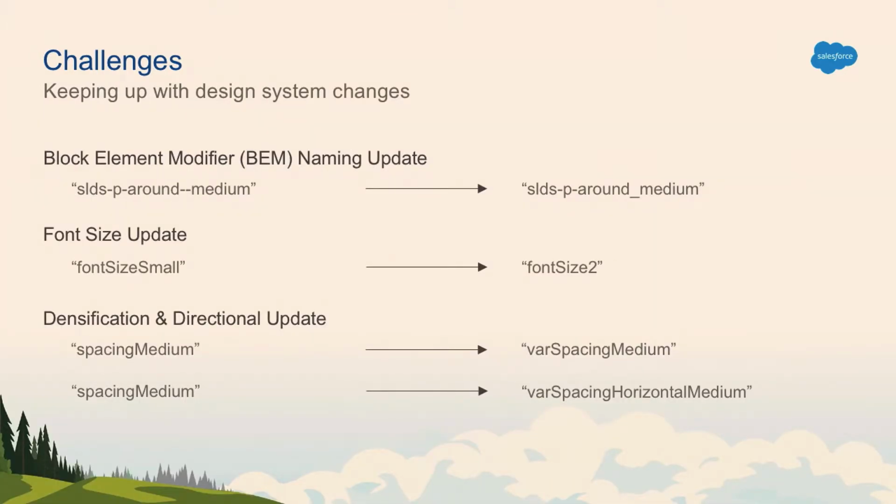Another challenge is keeping up with design system changes or naming conventions. An example of this is the BEM naming update that SLDS did pretty recently because of some customer XML parsing issues. Having these types of changes can cause disruptions down the line if the engineers are not made aware of these changes.